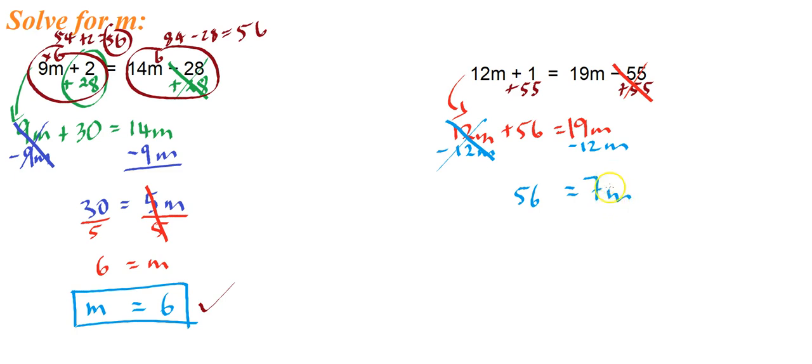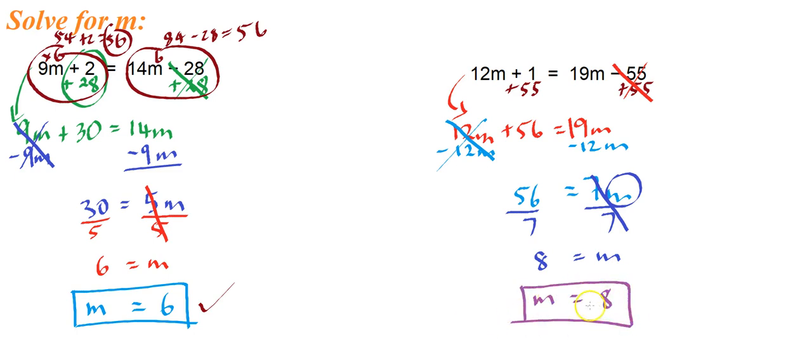This means 7 times m. We want to get rid of multiplying by 7, so we divide by 7. We must do that to both sides. That cancels out that. We're left with m, which is exactly what we want. 56 divided by 7 is 8. So formatting, put the m on the left, its value on the right, and that should be the correct answer.